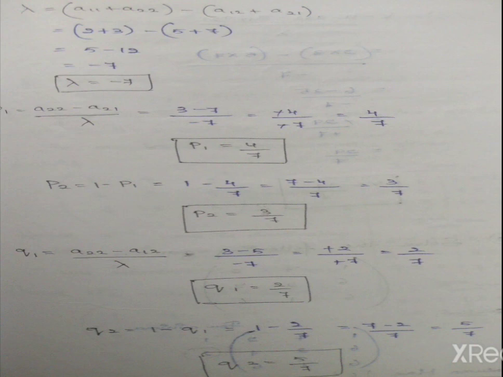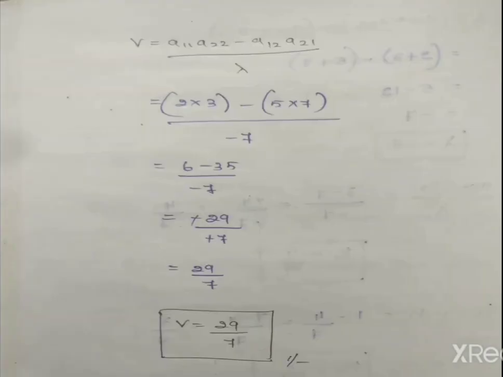So the Q2 value will be calculated by using Q1. So 1 minus Q1 is equal to 1 minus 2 by 7. 7 is your LCM. So 7 minus 2 is equal to 5. So 5 by 7 is your Q2 value. And finally, the value of the game will be calculated by A11 A22 minus A12 A21 divided by lambda. So 2 into 3 is 6, 5 into 7 is 35. So 6 minus 35 divided by minus 7. So minus 29 by minus 7, that is equal to 29 by 7. So V is equal to 29 by 7.